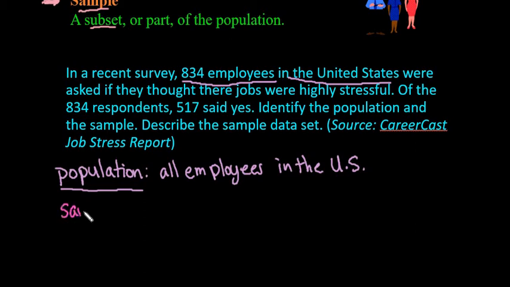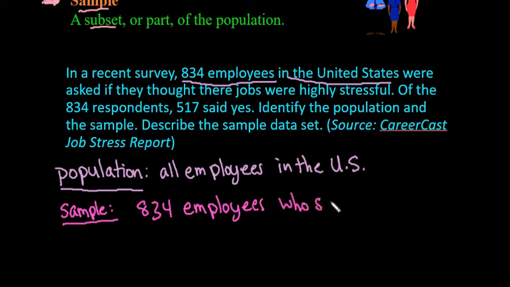The sample would be the 834 people, or the 834 employees who were surveyed. So that would be our sample in this case. So instead of going and asking every single person in the United States who is employed, they randomly selected a sample of 834 employees, and then they asked this question of them: do you think that your job is highly stressful?